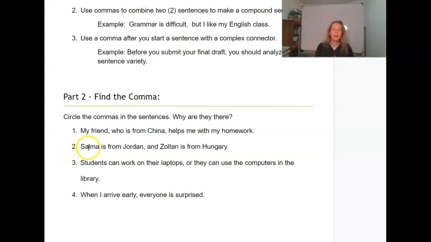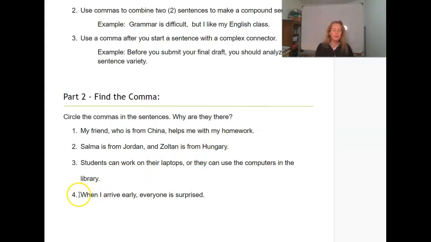Number 2, Salma is from Jordan and Zoltan is from Hungary. So I have my compound connector here with a comma before. So that's the rule from number 2 in a compound sentence. Number 3, students can work on their laptops or they can use the computers in the library. So here I have a sentence, students can work on their laptops. I have another sentence, they can use the computers in the library, and I'm connecting them with a compound connector. So I put a comma before.